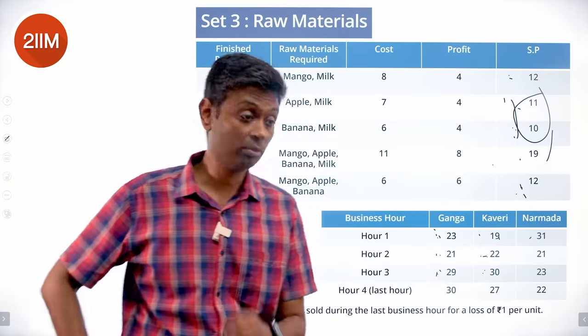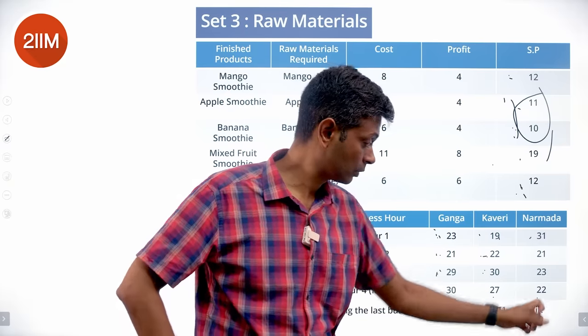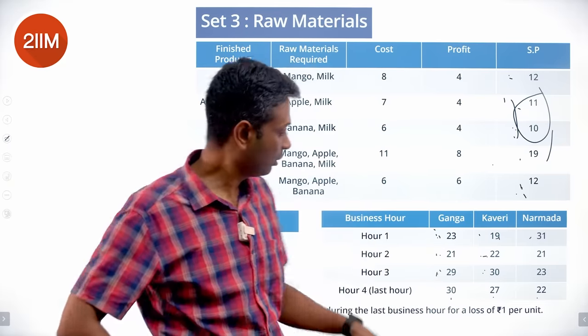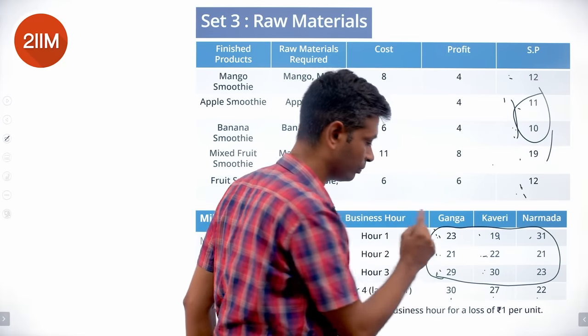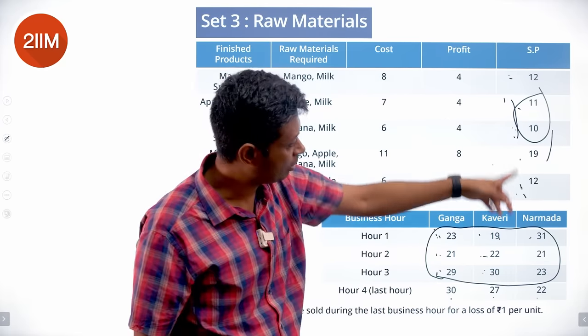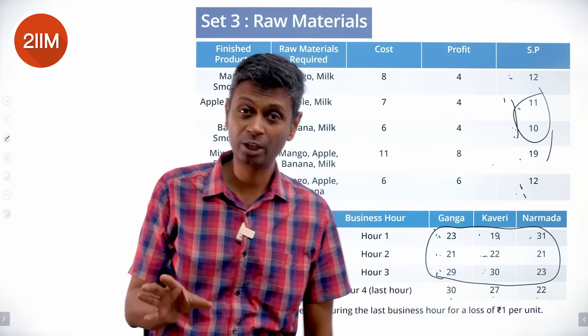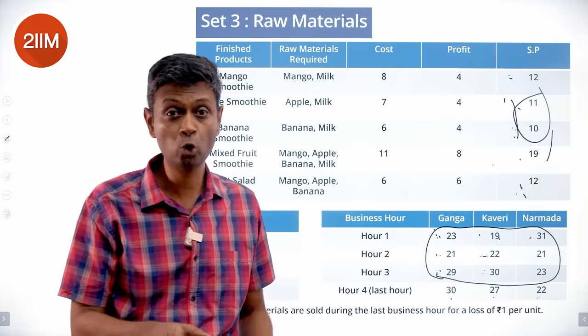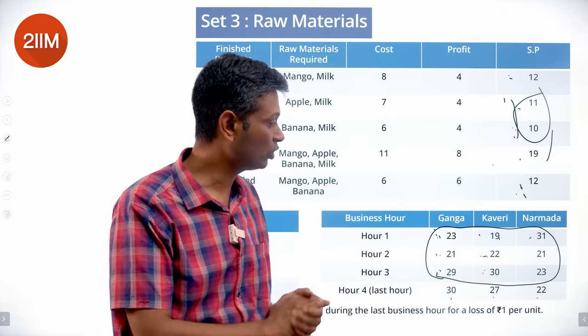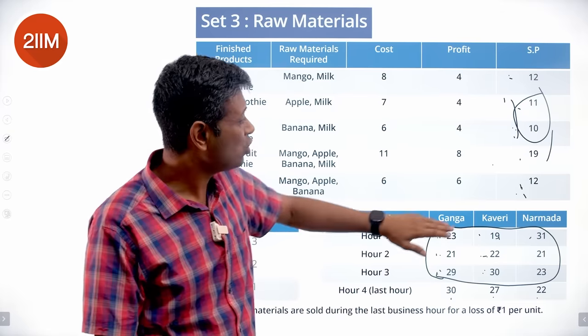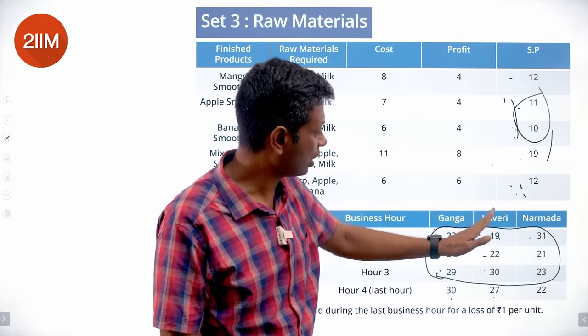We're going to have some more trouble dealing with this. Fine, but we'll come to that later on. But each of these numbers more or less gives a unique solution because they can be got by combining only some combination. 22 cannot be 11 plus 11 because nobody sells 2 units of something in a given hour. So 22 is only 12 plus 10. There's only this for Kaveri and Narmada.